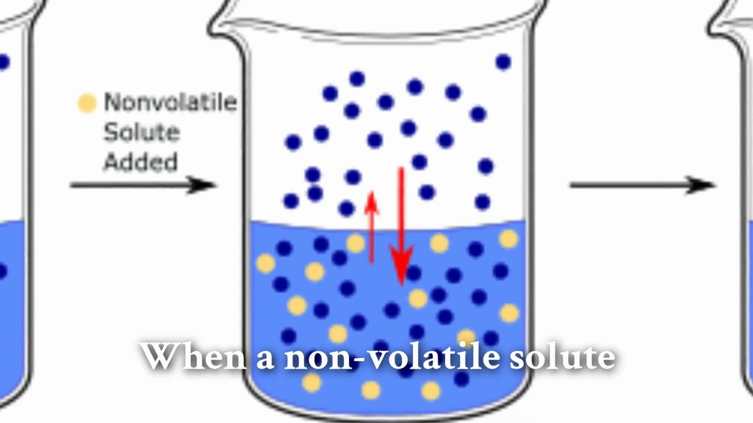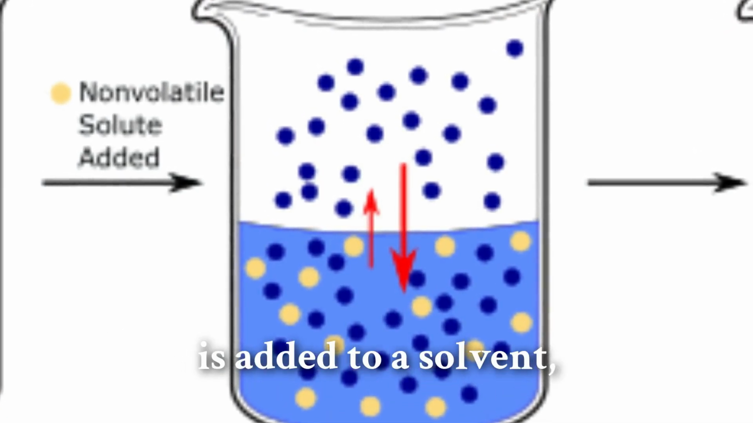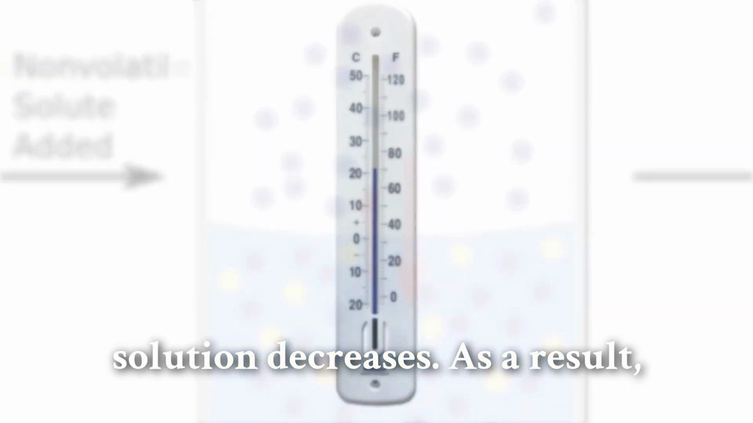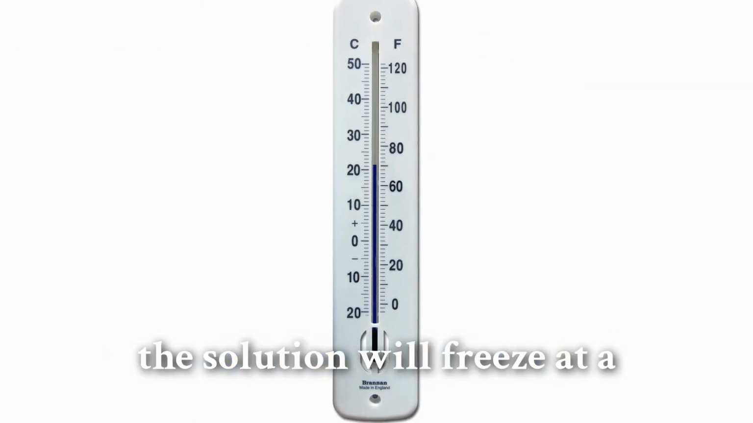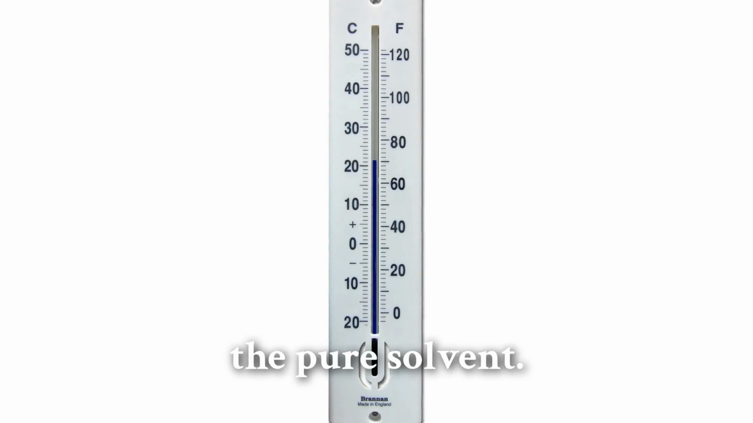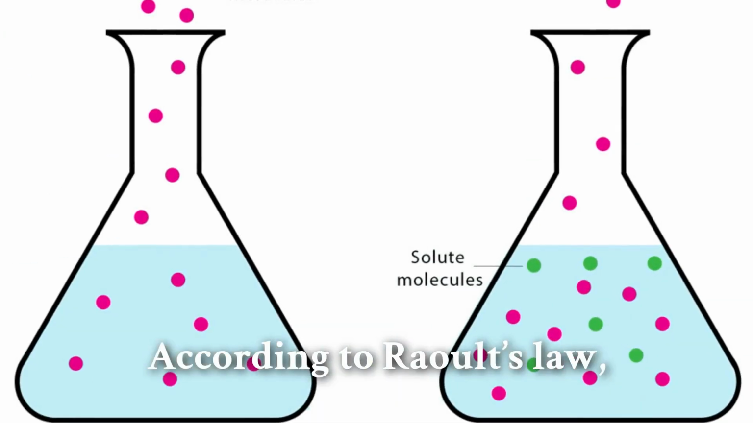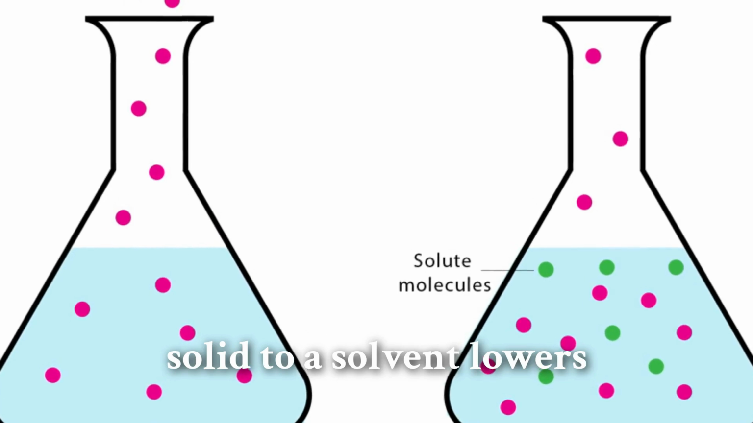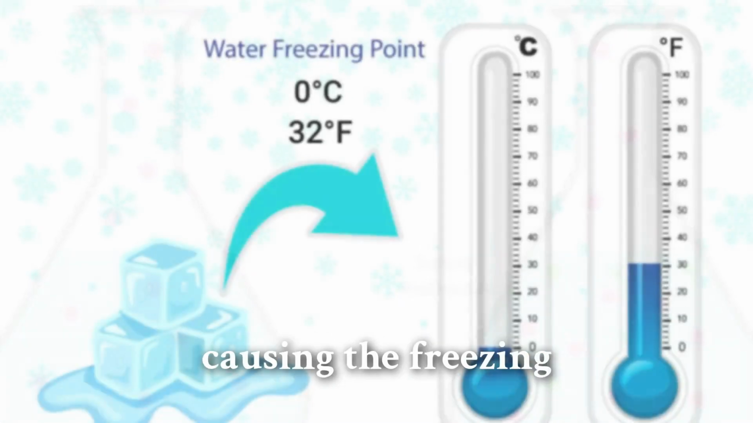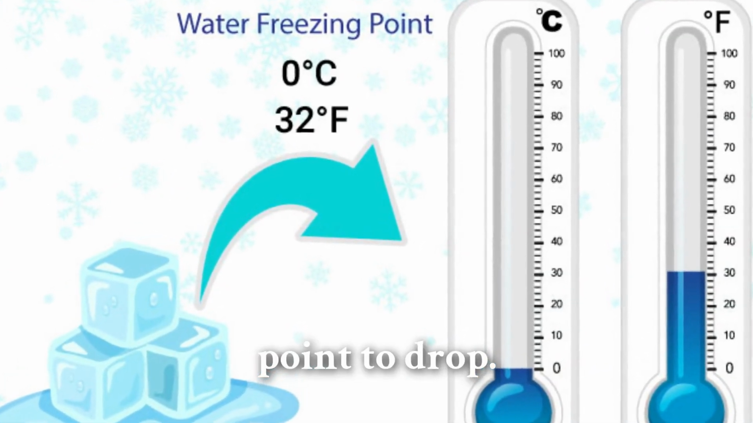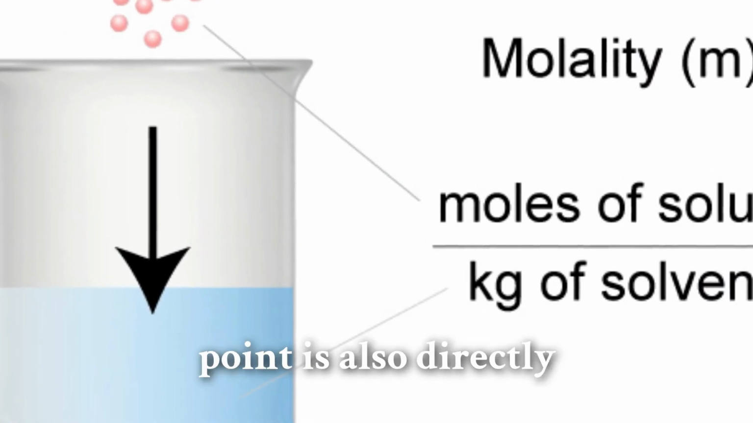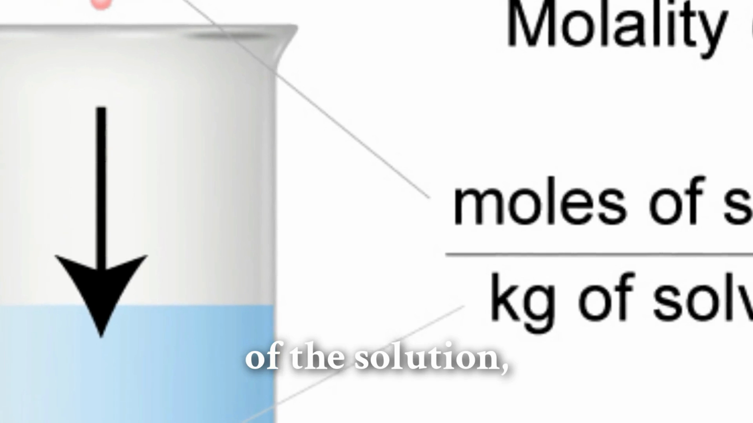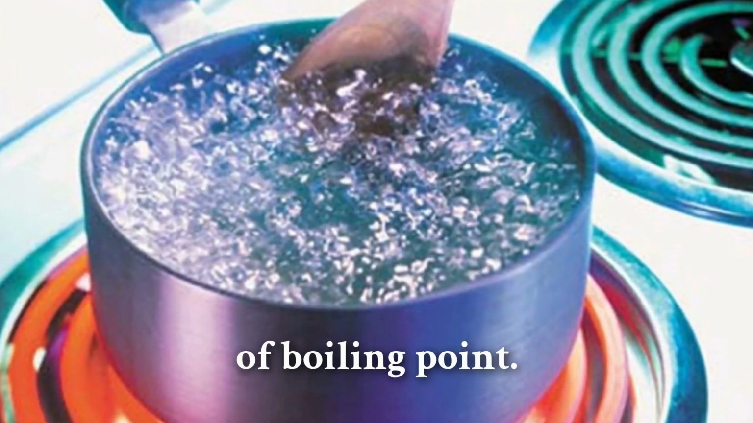When a non-volatile solute is added to a solvent, the vapor pressure of the solution decreases. As a result, the solution will freeze at a lower temperature than the pure solvent. According to Raoult's law, the addition of a non-volatile solid to a solvent lowers its vapor pressure, causing the freezing point to drop. This depression of freezing point is also directly proportional to the molality of the solution, similar to the elevation of boiling point.